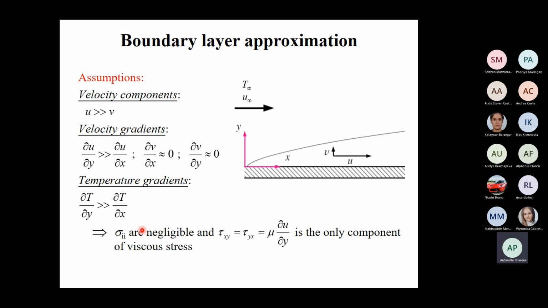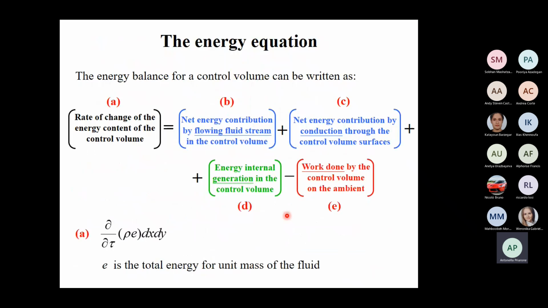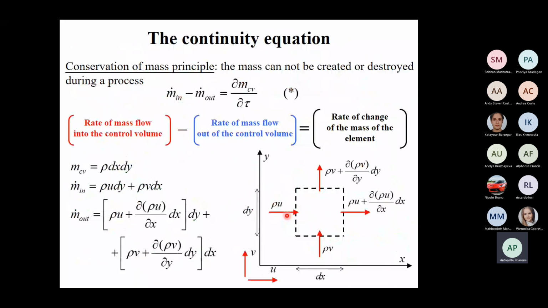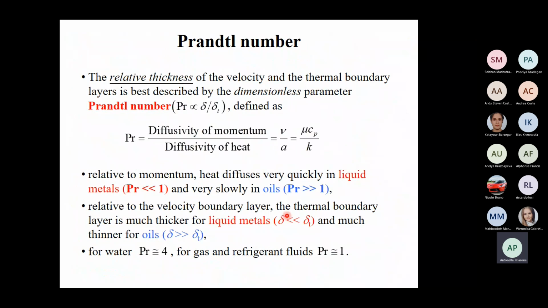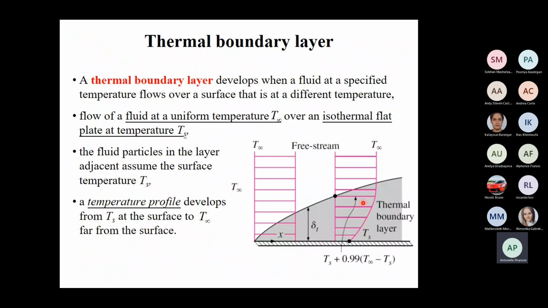Concerning the temperature, the same. That means the temperature gradient in the Y direction is much bigger than the gradient of the temperature in the X direction. And again, if you go back to the shape of the temperature profile inside the boundary layer, you can recognize this behavior. So the temperature changes in the Y direction, because the boundary layer expresses the temperature change exactly in the Y direction.